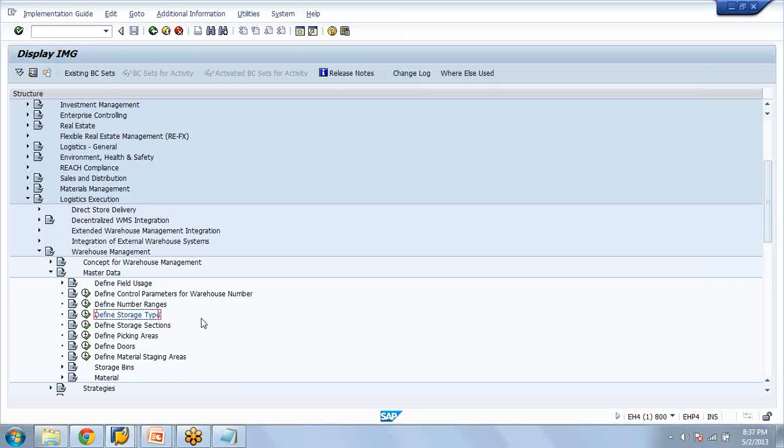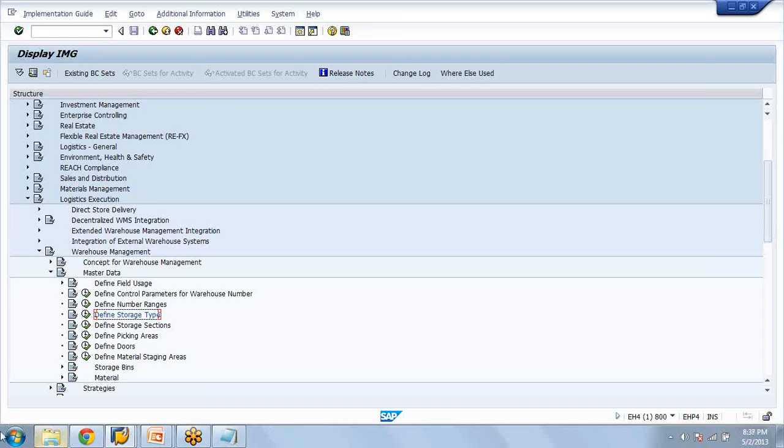So for posting change, the first thing you can see here is that you can trigger from IM to WM. When you are doing any transfer posting or goods receipt or whatever, at that time it is triggering the warehouse. So first the activity happens in IM, and secondly it happens in WM. Also, in some cases you have the option to first trigger in WM and then in IM.